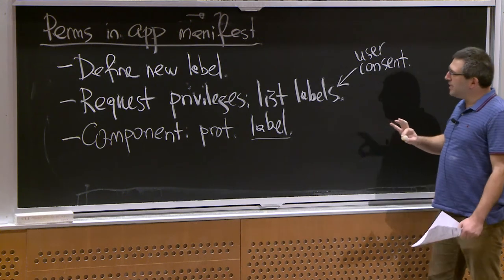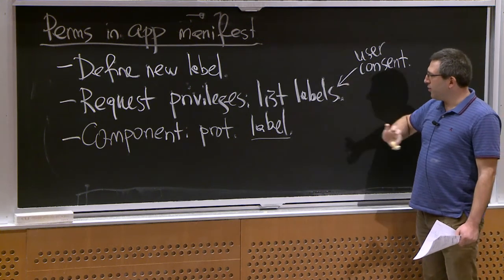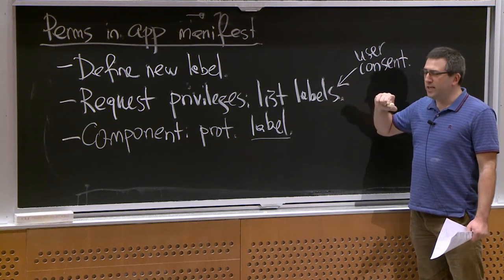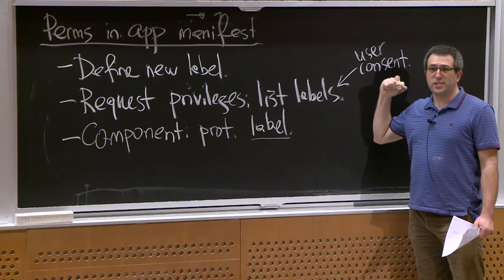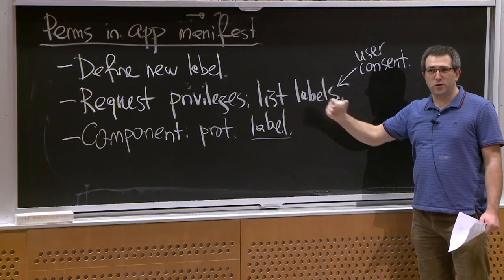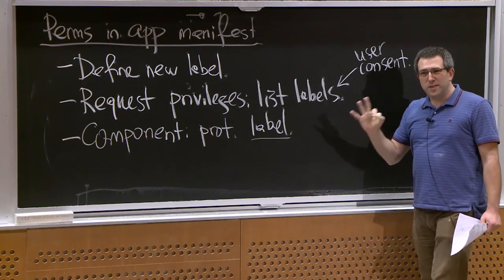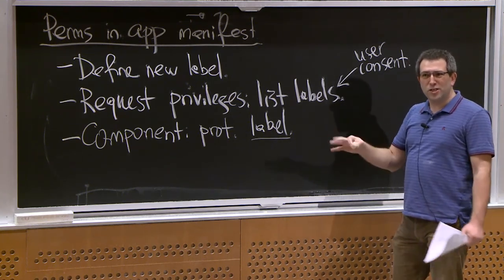One thing I should mention is that the original plan for Android was that it was going to tell the user what the list of privileges was at install time. Then you say yes and move on with your life. That's it. That turned out to be not as good of a plan. The paper talks about this a bit.